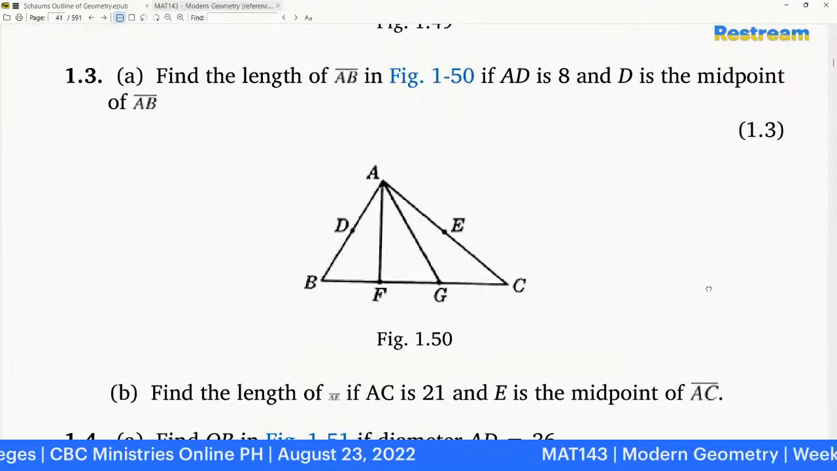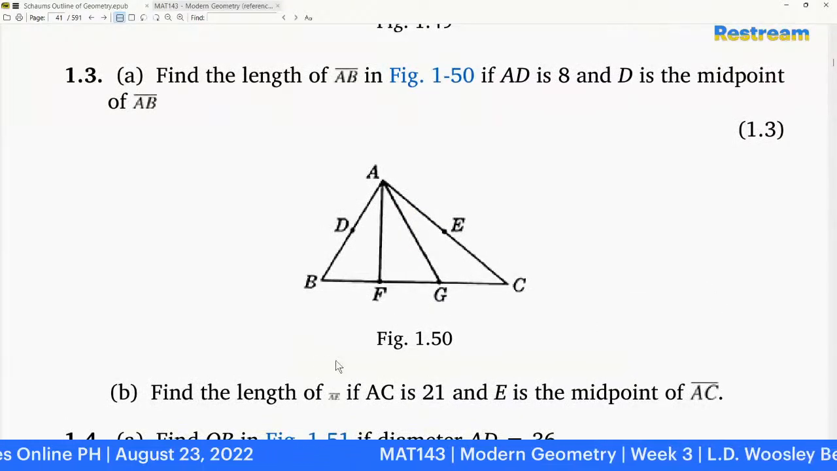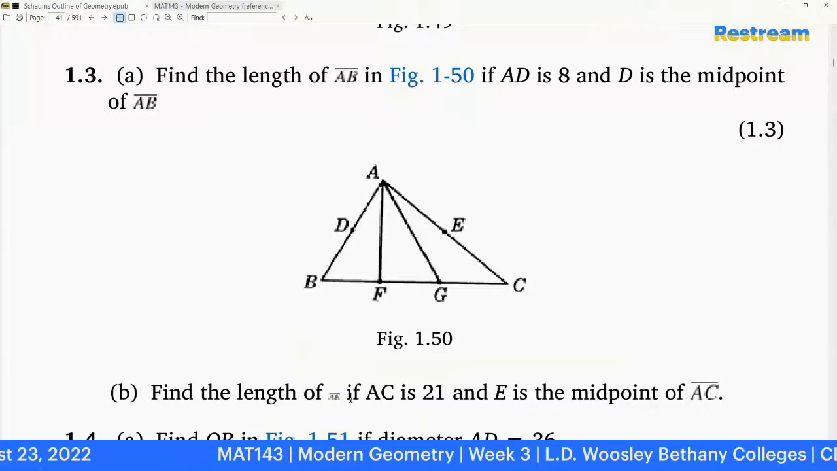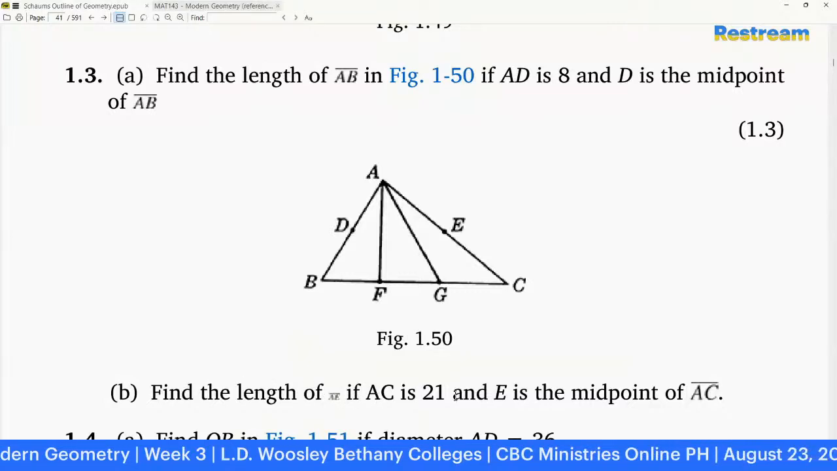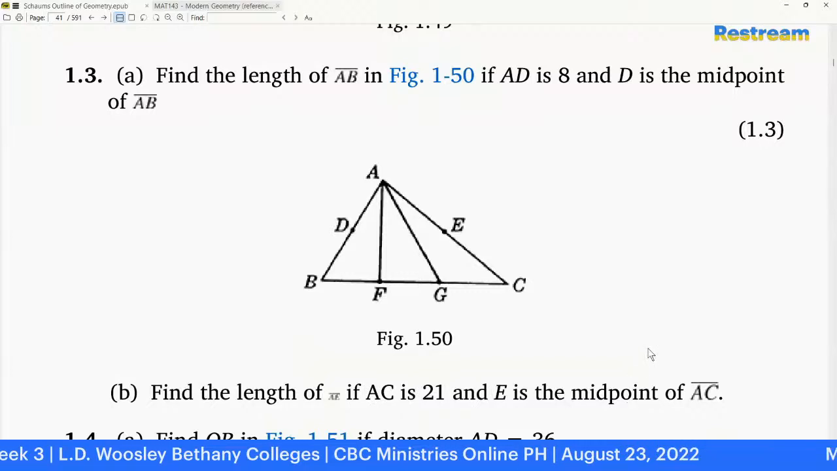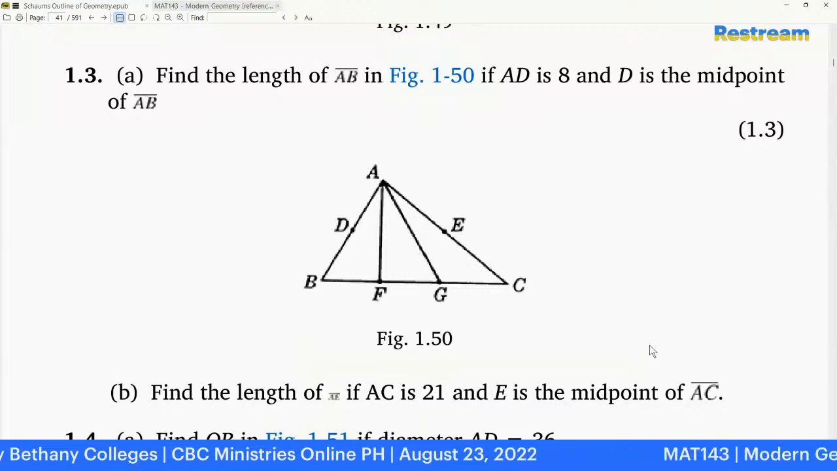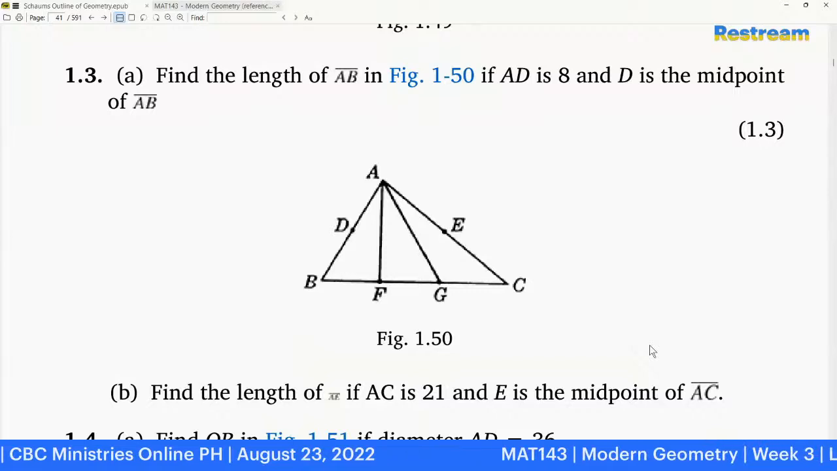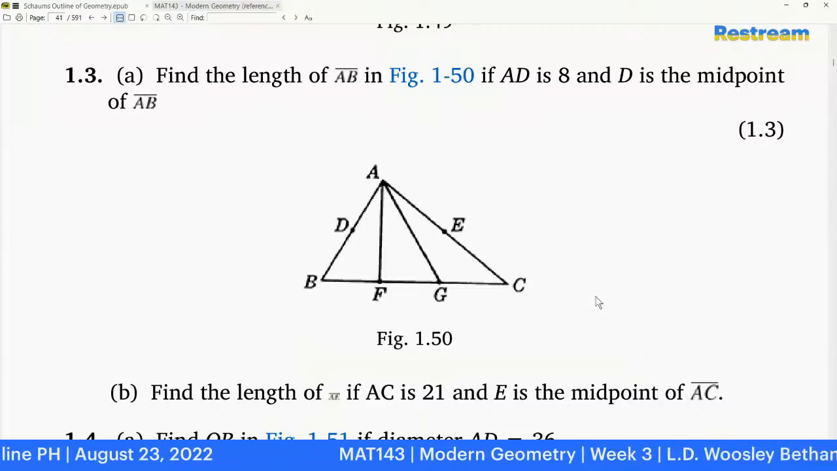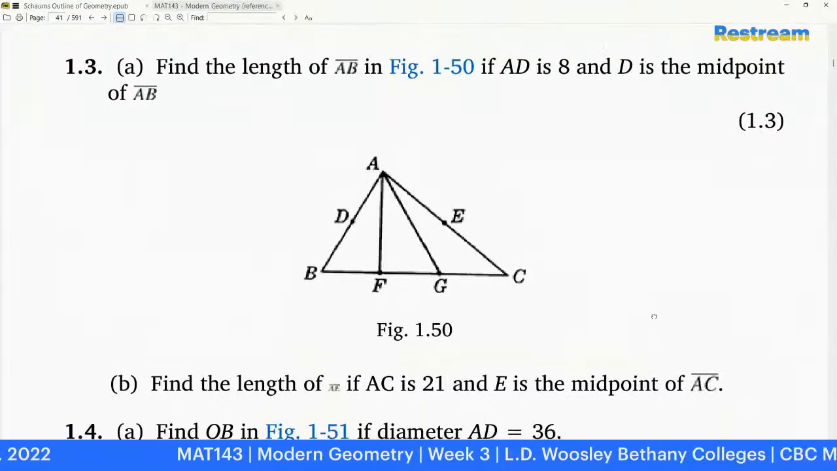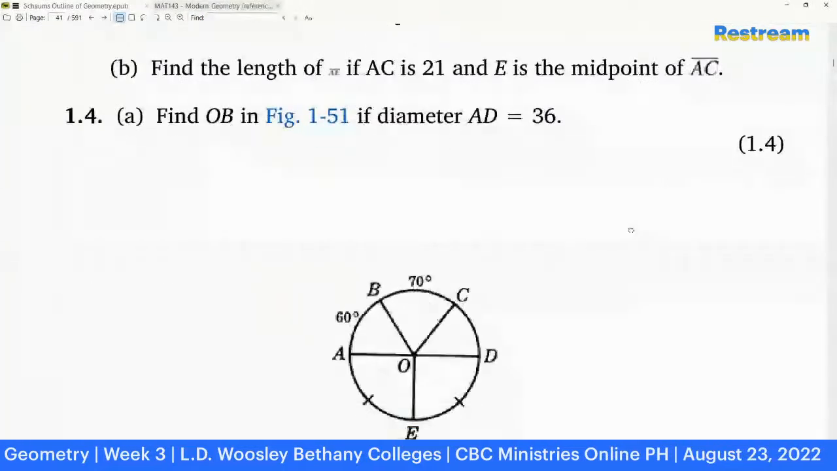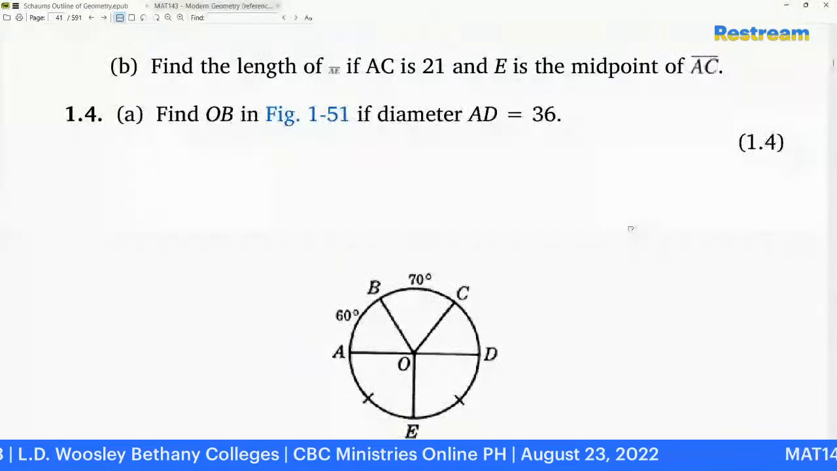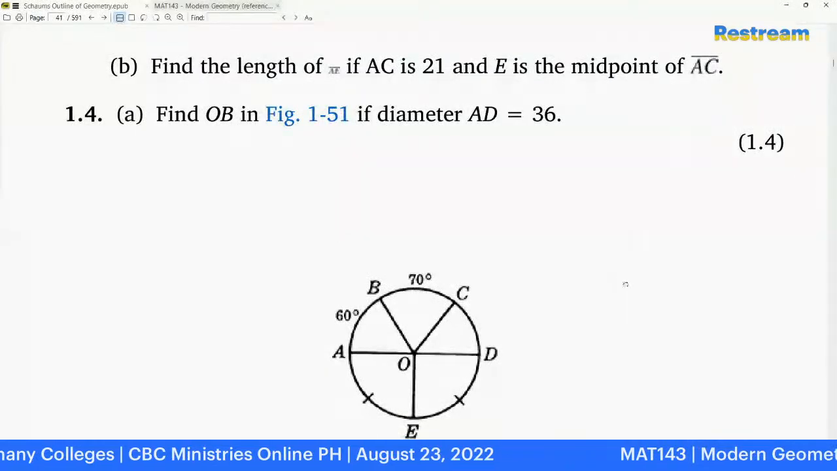Here, Gillian. Find the length of AE if AC is 21 and E is the midpoint of AC. Actually, 10.5. Okay, 10.5 or 10 and a half. Correct? Okay. So let's move on here.